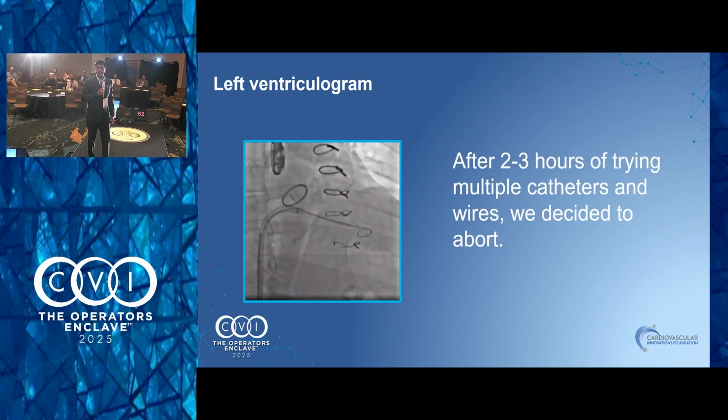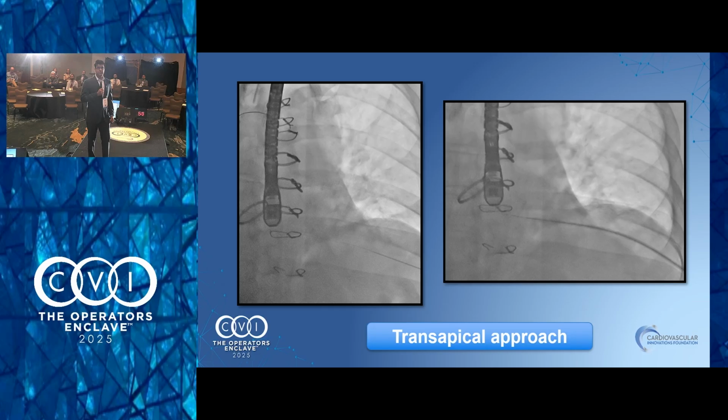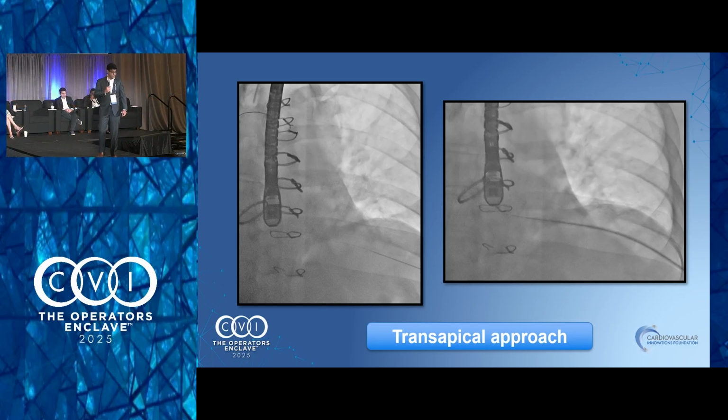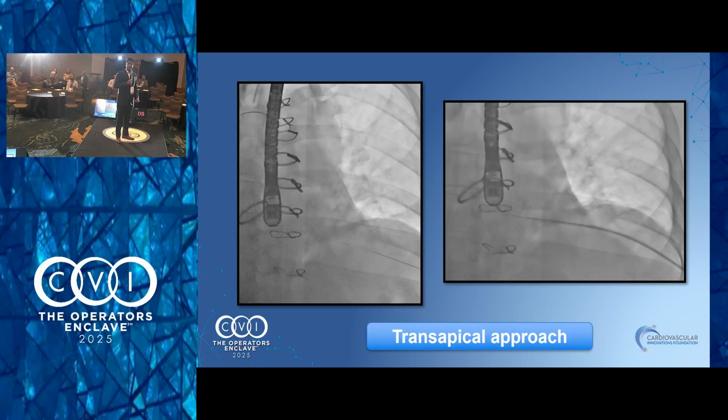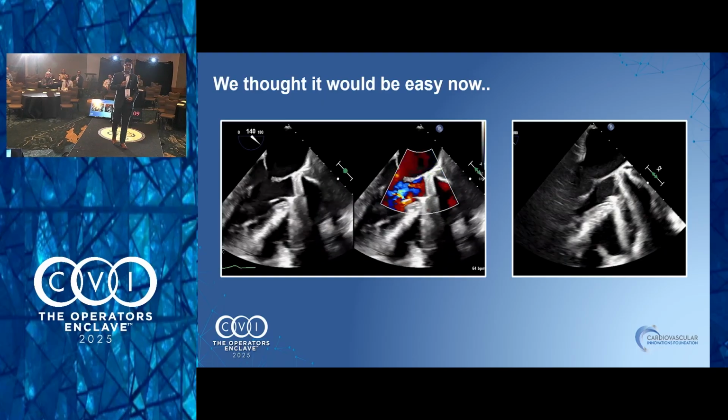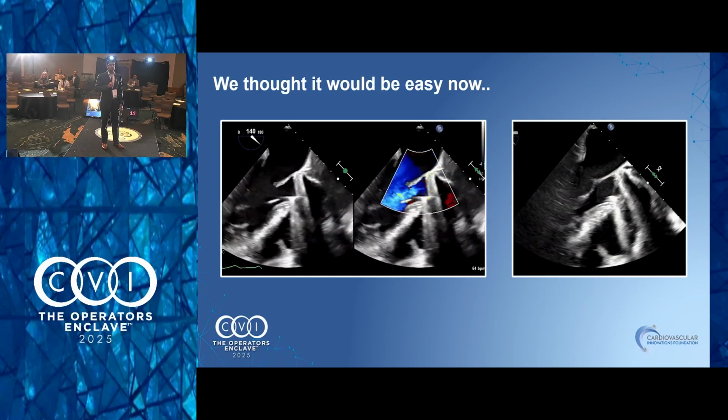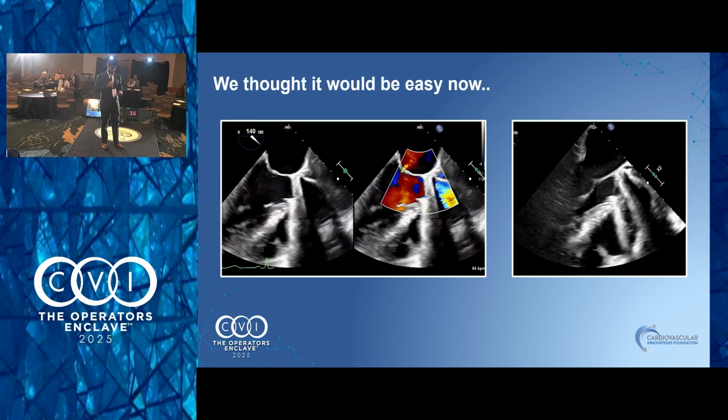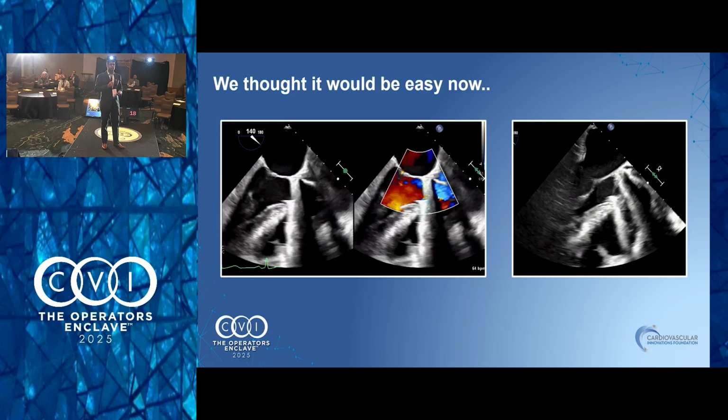Okay. So obviously we aborted and then decided to come back next week with the transapical approach, which, I think now in retrospect, maybe this should have been our first approach. Basically, the needle at the apex, then I put a 6 French sheath. And as you can see, we thought it would be easy now, but same issue. The sheath was right in the middle, actually. The sheath was up till here, but then the flow was the issue.